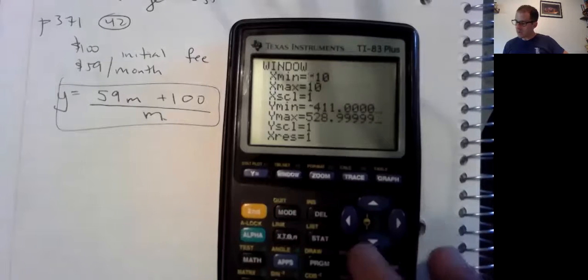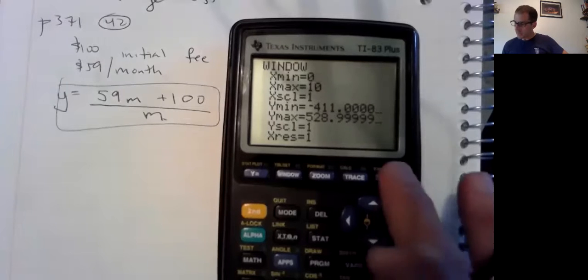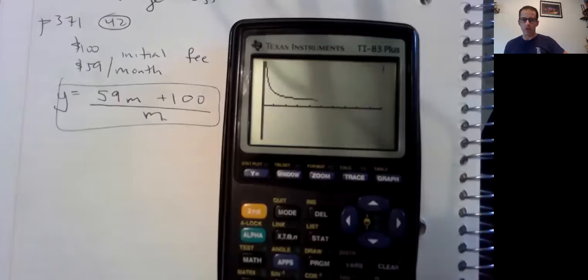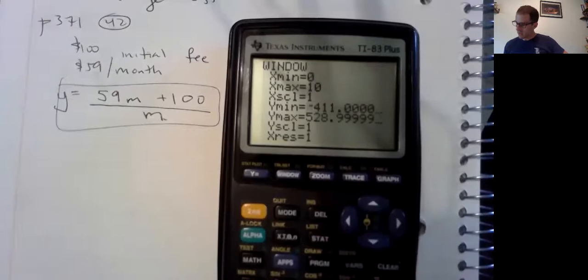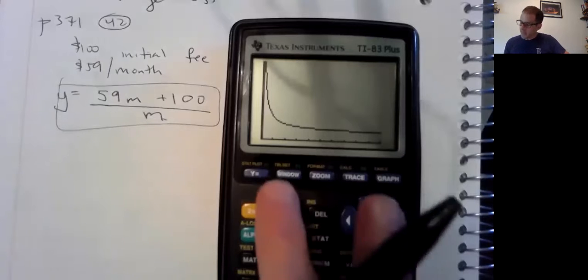I'm going to go to my window, and my X-min is going to be 0. Now, I don't really know what to do with these Y's, so I'm just going to leave them alone. Although I guess I don't need my Y's to be negative. So let's take that out. Go back to window, make your Y-min 0, because there's no negative. The gym's not paying us to go there, right?